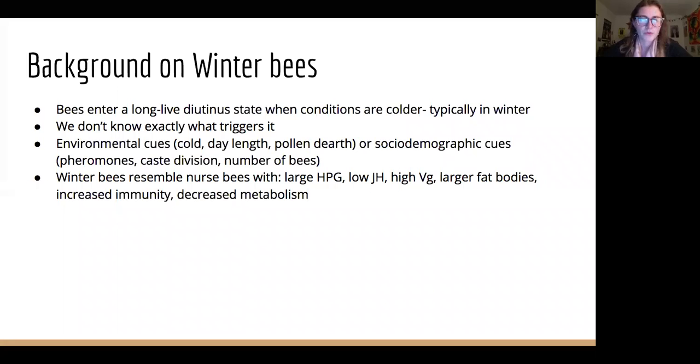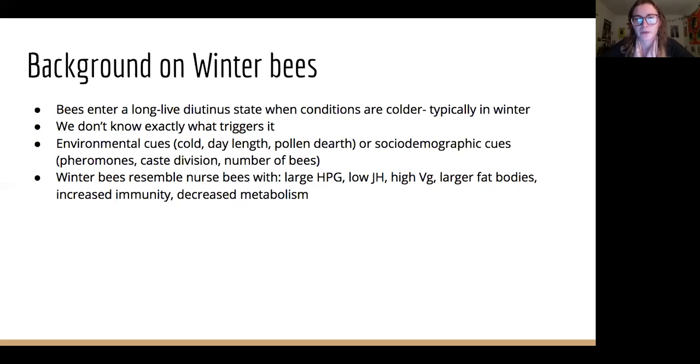So the way that winter bees resemble nurse bees is that they have increased longevity, obviously, but they also have increased hypopharyngeal gland size, which are the glands in the heads of the bees that are used to create brood food. They have low juvenile hormone, which is a hormone that influences flight. So older bees have high juvenile hormone, whereas young bees have low juvenile hormone, which is a little bit counterintuitive because it's called juvenile. They have high vitellogenin, which is the hormone associated with yolk development and fecundity.